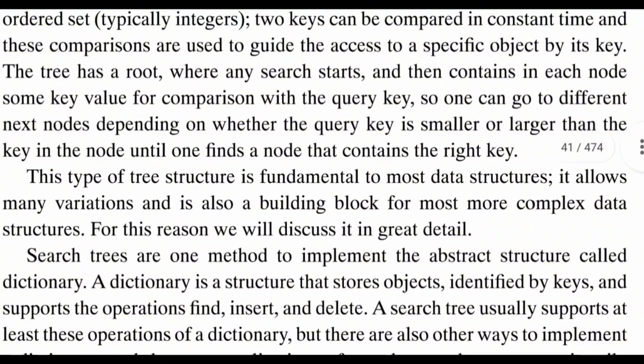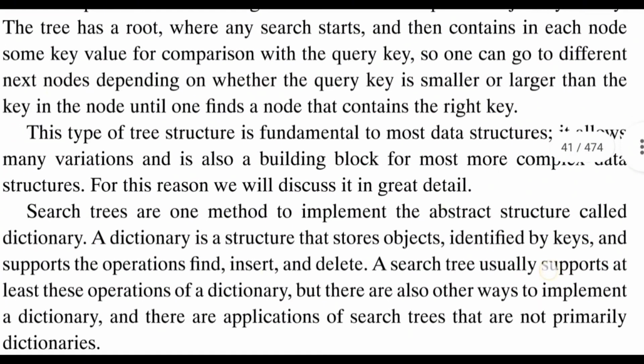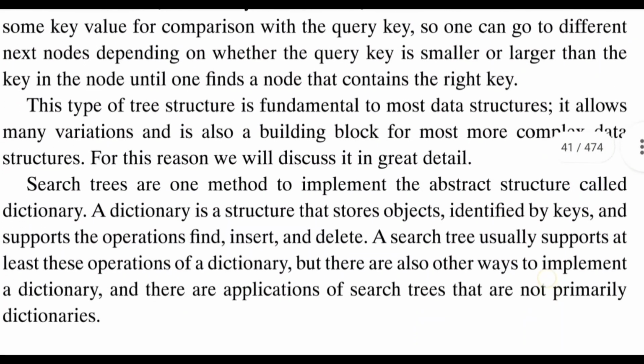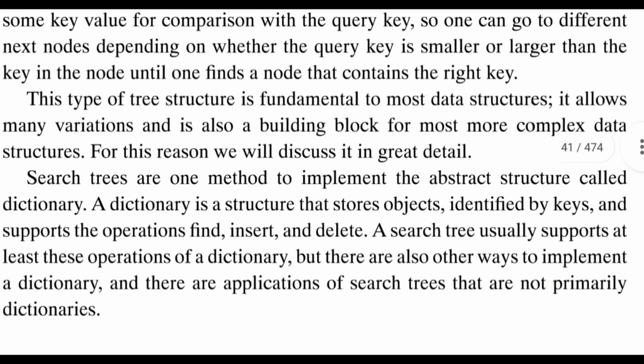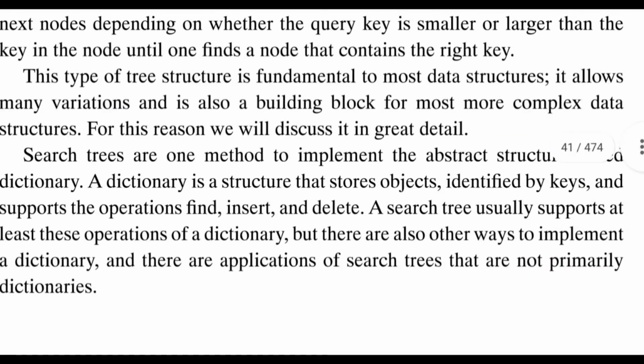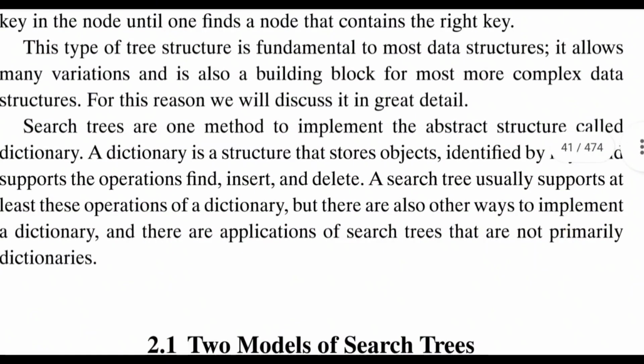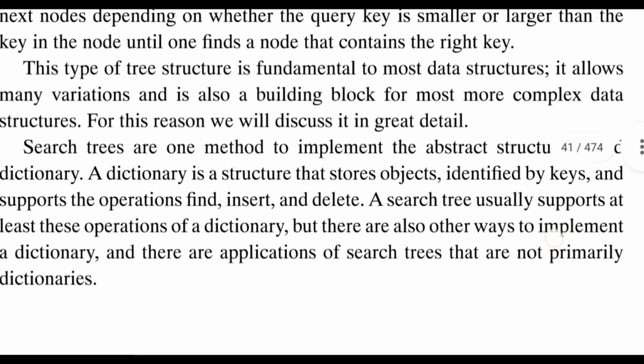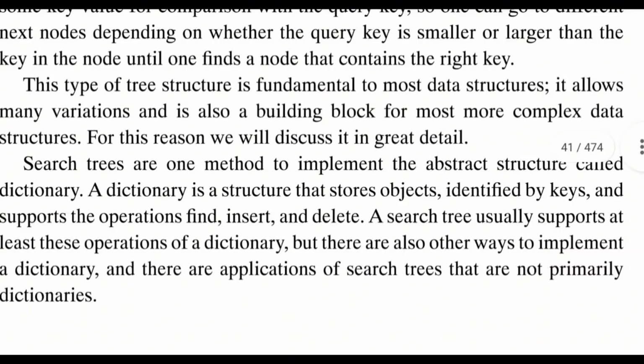Next, search trees are one of the methods to implement the abstract data type called dictionary. A dictionary is a structure that stores objects identified by keys and supports the operations find, insert, and delete. A search tree usually supports at least the operations of a dictionary, but there are also other ways to implement a dictionary, and there are applications of the search tree that are not primarily dictionaries. These are the definitions or explanations given about the search tree.